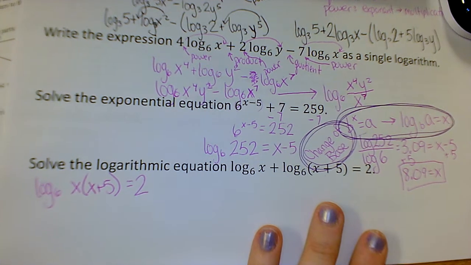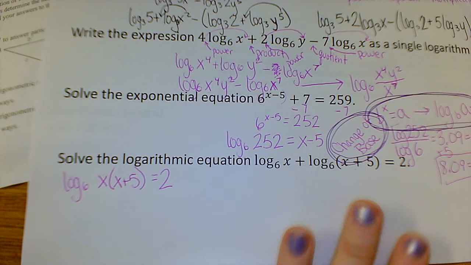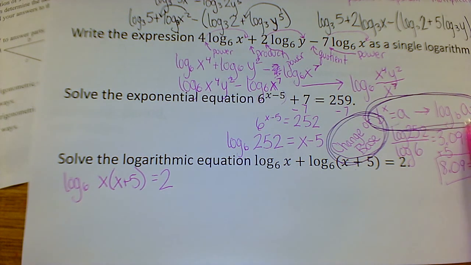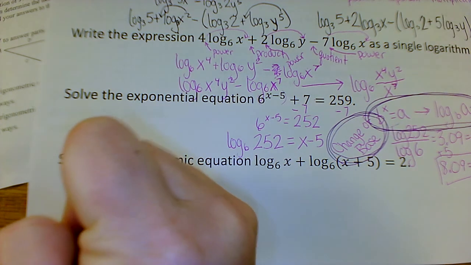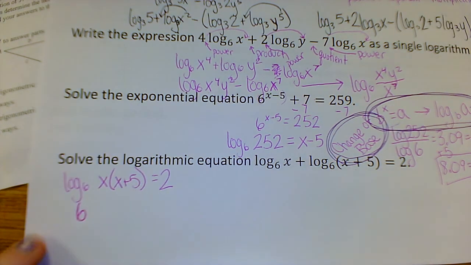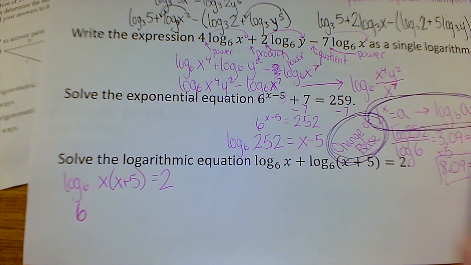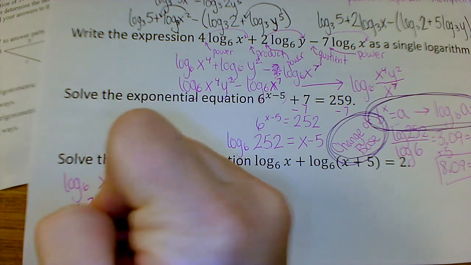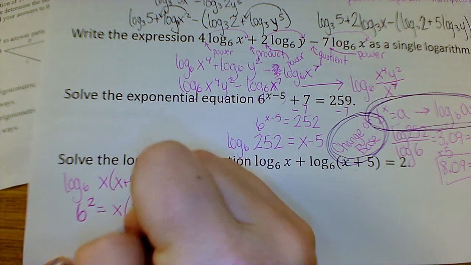Great, now I can get rid of that log, which will be pretty easy because I'm just using this again, right? So I've got log base 6, so my base here is going to be 6. And then my exponent is whatever the log is equal to, so in this case 2. And then this whole argument is what that equals.